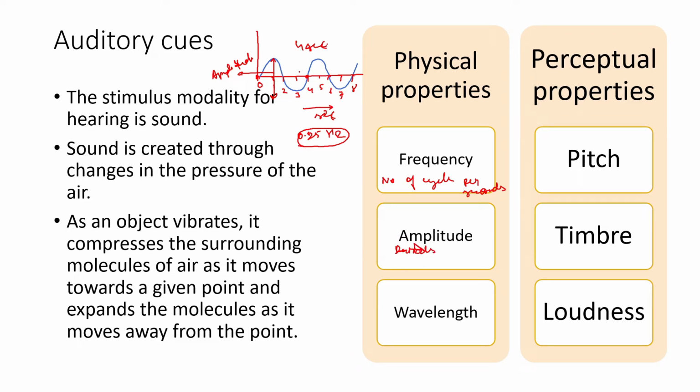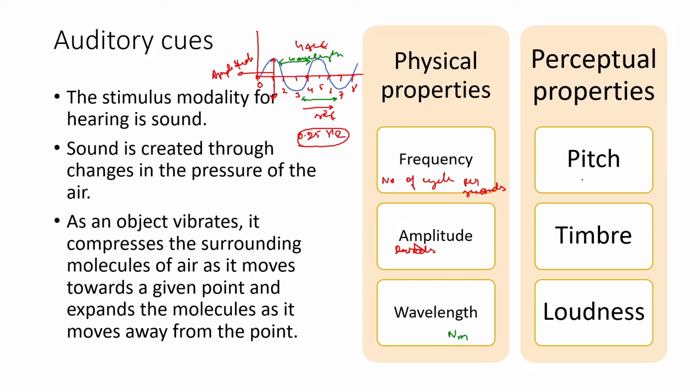And then there's wavelength. Wavelength is the difference between consecutive crests or consecutive troughs. So it is this much, the distance between this and this. This is the wavelength, usually measured in nanometers. These are the physical properties of a wave, and they are common to any waveform.